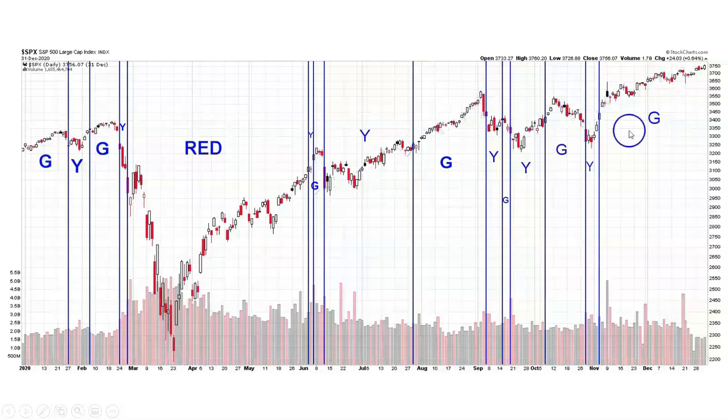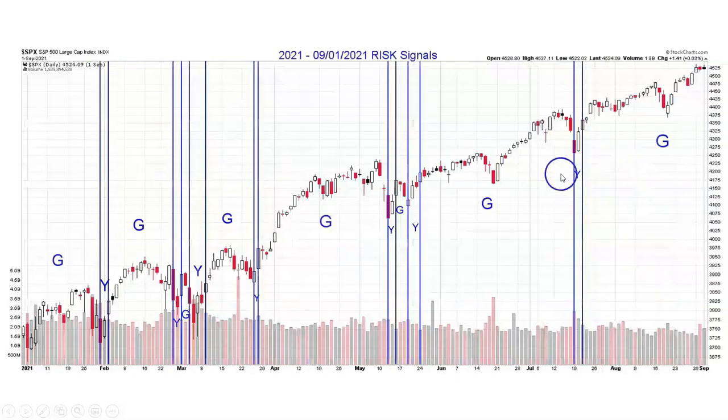And again, as we see here, most of the upward progress in the stock market is going to be made in a green signal environment.